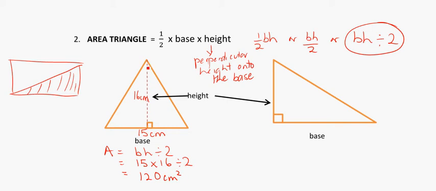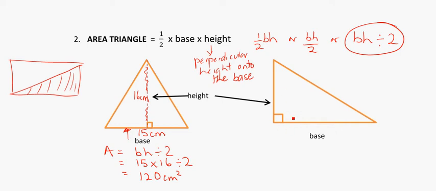Now notice the height is this one down here. Don't use the slant height. Here's the base, and so you look over to the opposite vertex, and that's where you have to have the height from onto that base.